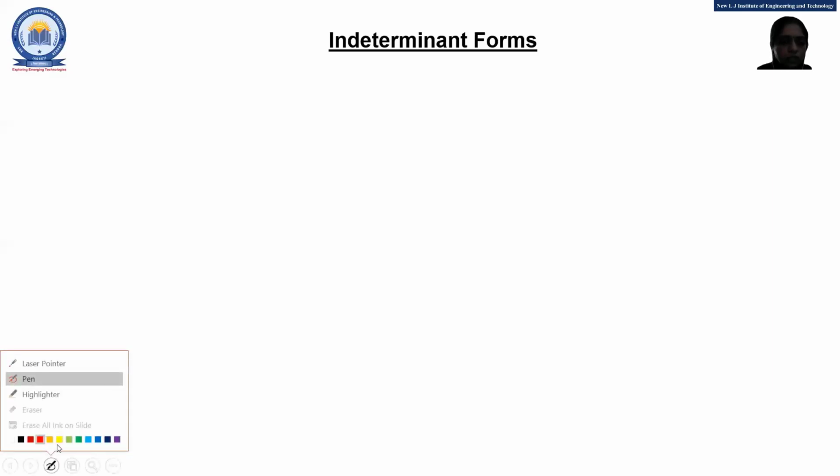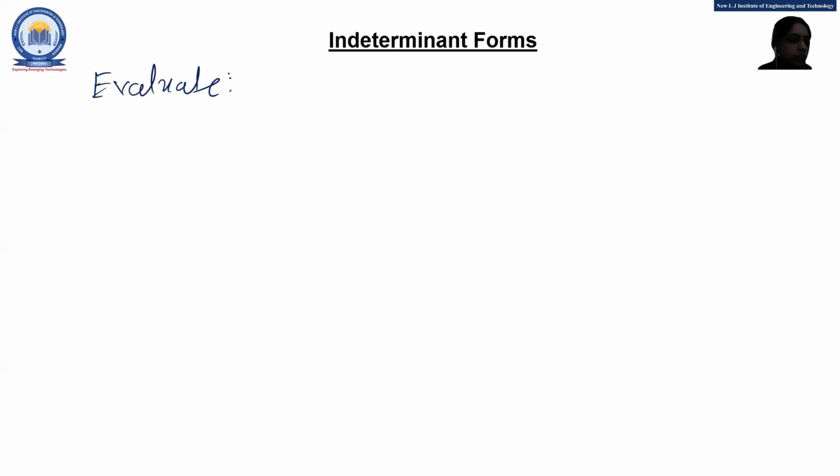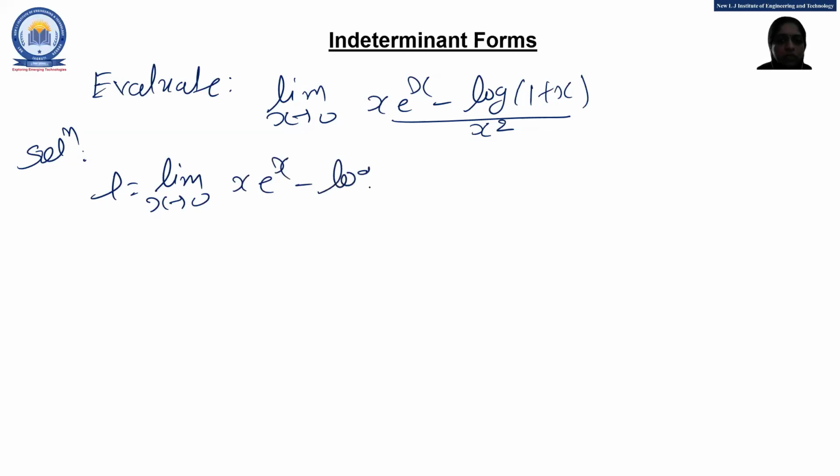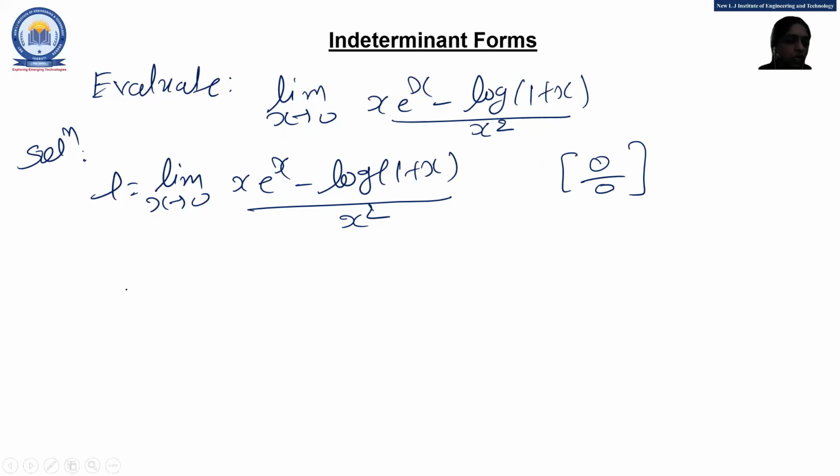Our first question is from the 0 by 0 form. Evaluate limit x tends to 0 of (x e raised to x minus log of (1 plus x)) upon x square. Let's start the solution. Here L is equal to limit x tends to 0 of (x e raised to x minus log of (1 plus x)) upon x square. If you put the limit in the numerator and denominator, you get 0 by 0. You may check. As this is 0 by 0 form, for solving this kind of example we are applying the L'Hospital rule.